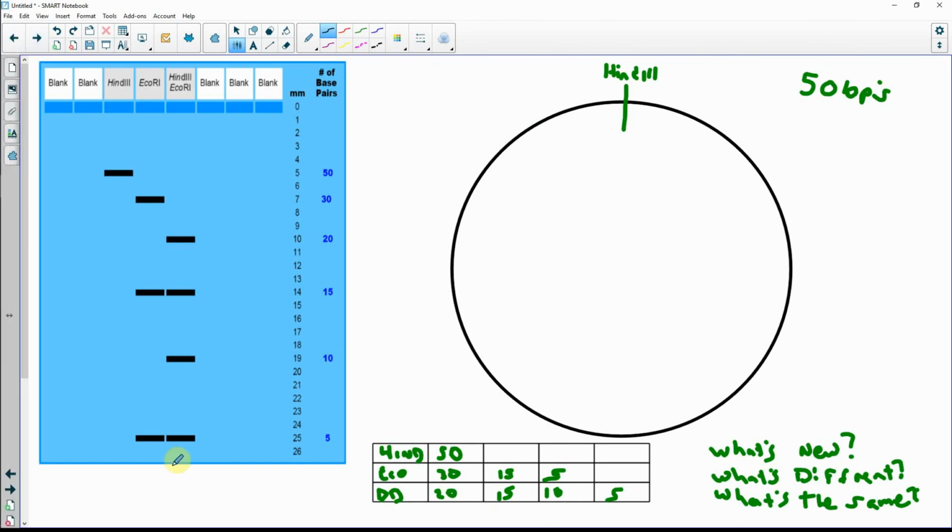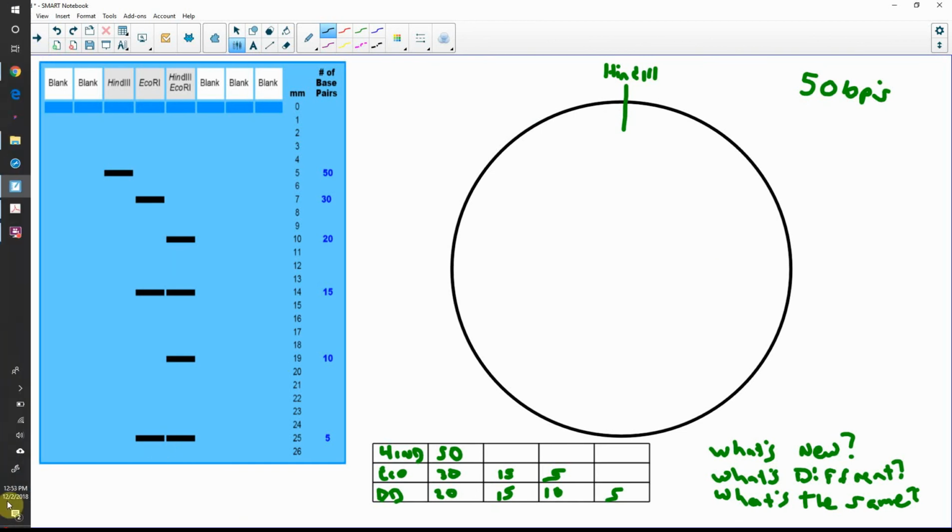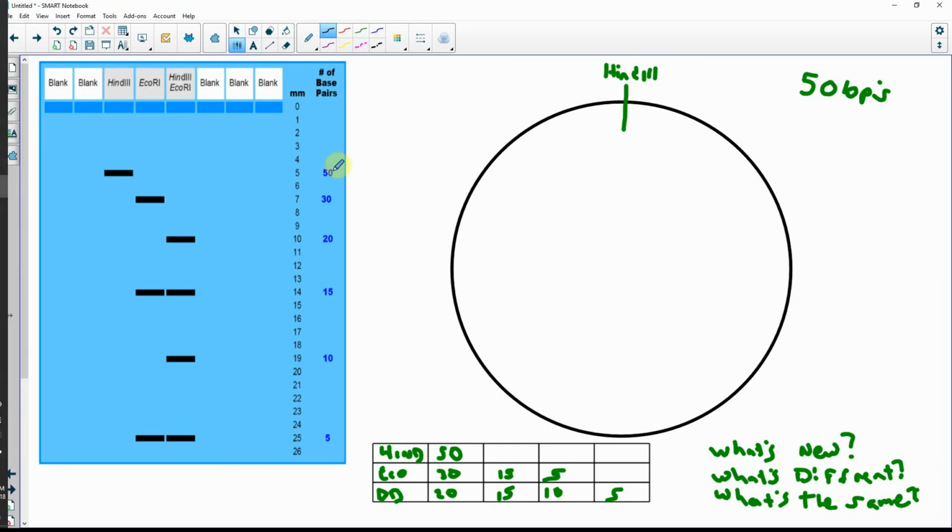So here we have some real DNA, well, a real gel, quote unquote. And we've got, just like our gels, 1, 2, 3, 4, 5, 6, 7, 8 lanes. And we've actually got a ruler here, in millimeters, and you can almost pretend this is the molecular weight marker lane. So we know 50 base pairs goes this far, 30 base pairs goes this far, 20 goes this far, 15 goes this far, 10 goes this far, and 5 goes this far.